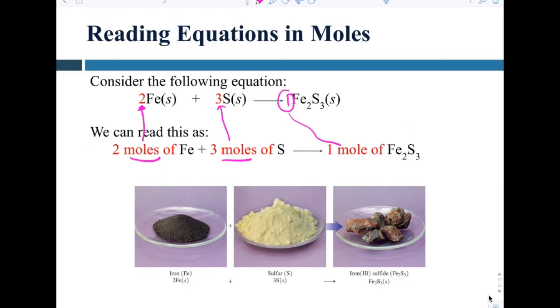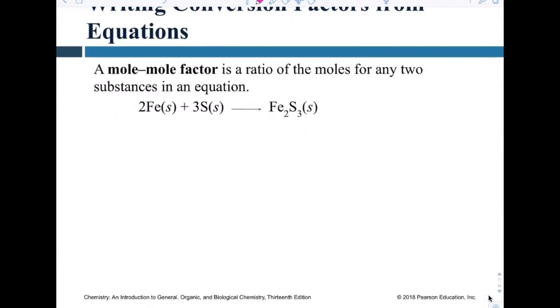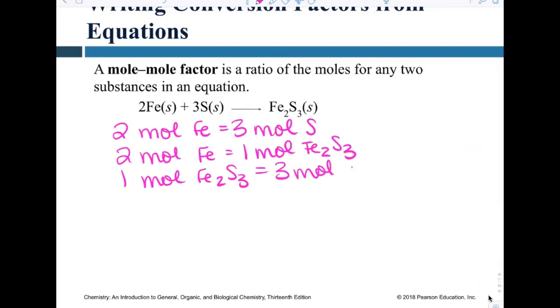This just comes from a balanced chemical equation. And if these things are true, I can also set them equal to each other and make a mole-to-mole factor. So I can say any combination that I want. I can say 2 mole of iron is equal to 3 mole of sulfur. I can say 2 mole of iron is equal to 1 mole of iron(III) sulfide. I can say 1 mole of iron(III) sulfide is equal to 3 mole of sulfur.